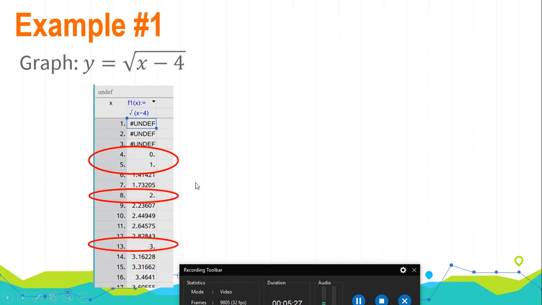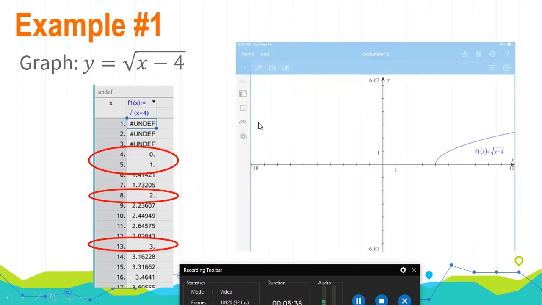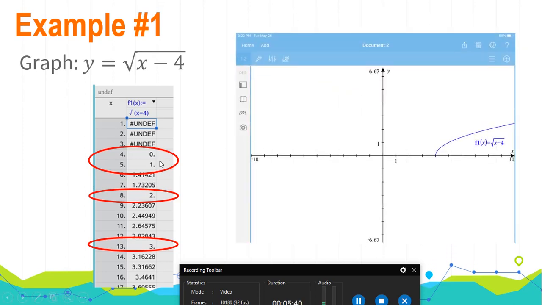So even though the table generates an infinite number of x and y values, we're only going to graph those that are good looking. So we would plot (4, 0), (5, 1), (8, 2), and (13, 3). And we do want to make sure that we put an arrow on that end as it approaches positive infinity. Now this is what my iPad displayed. And don't forget, when you graph it, you do want to put your label.